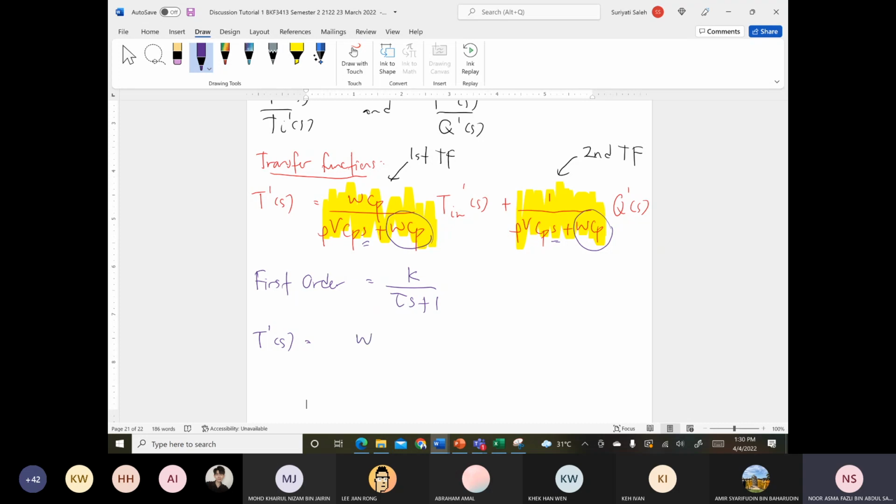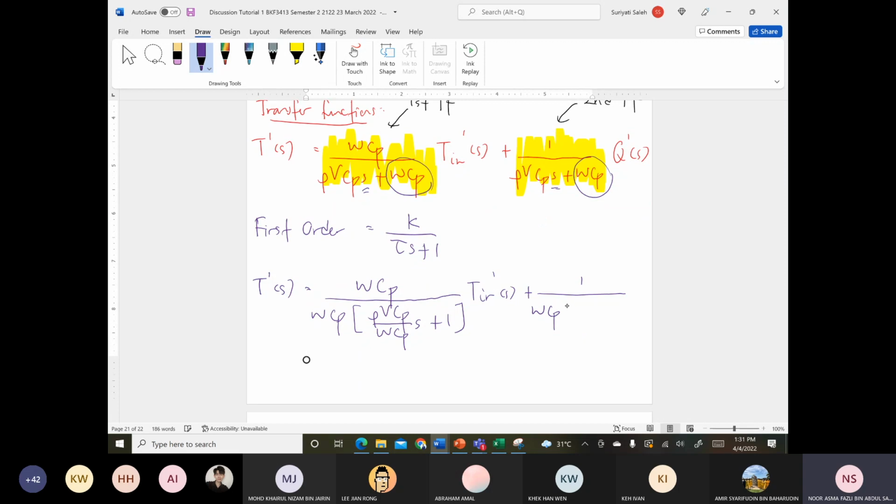You will have WCP divided by WCP, rho V CP over WCP S plus 1, T in prime S plus 1 over WCP, Q prime S.